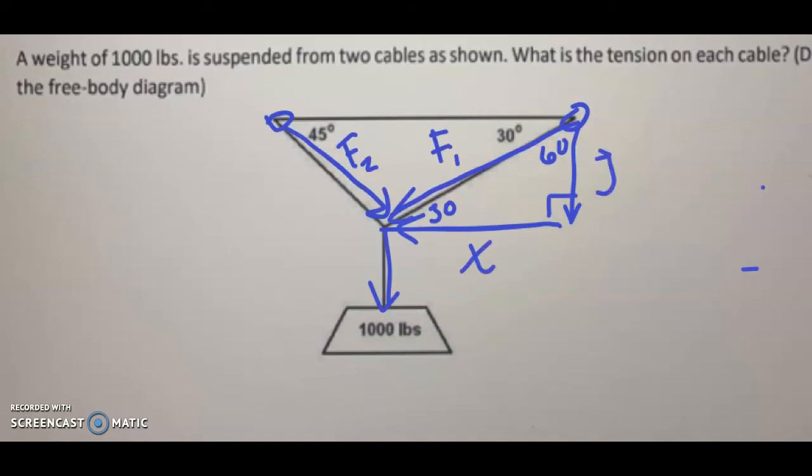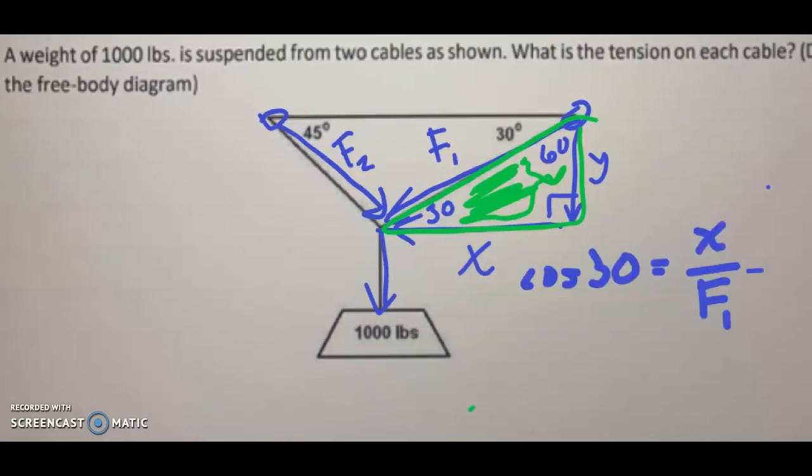All right. So how are these related? They're related this way. The x and the 30 are adjacent to each other. X is adjacent to the 30, and F is the hypotenuse of this 30, 60, 90 triangle right here. So if we're talking about this triangle right in here, this whole triangle, in this triangle x is adjacent, F1 is the hypotenuse, so then our relationship is cosine 30 is x over F1.